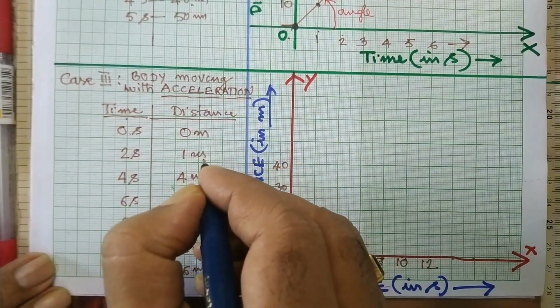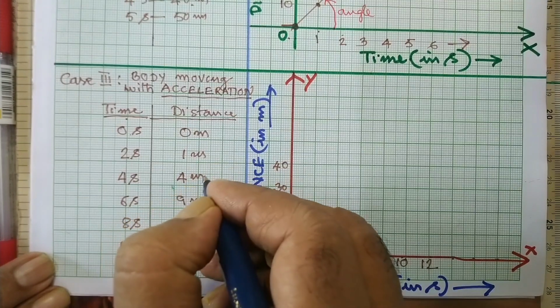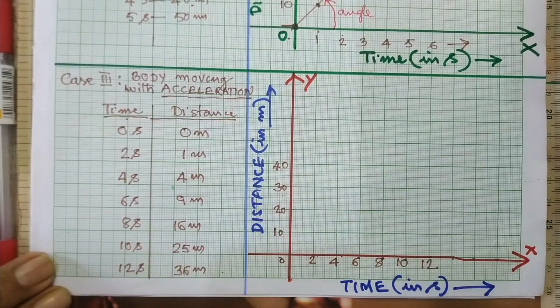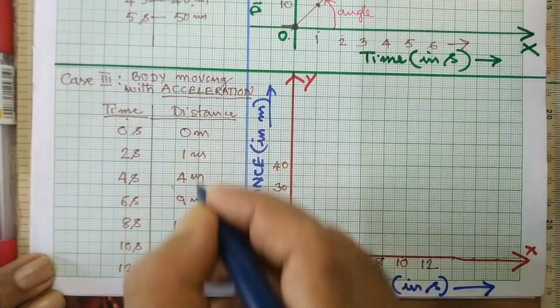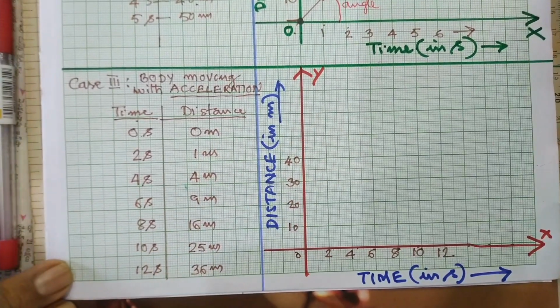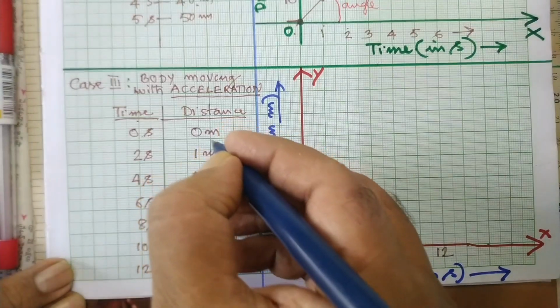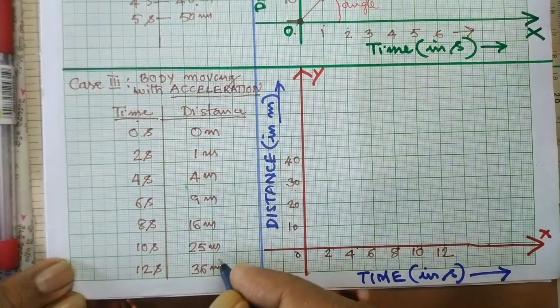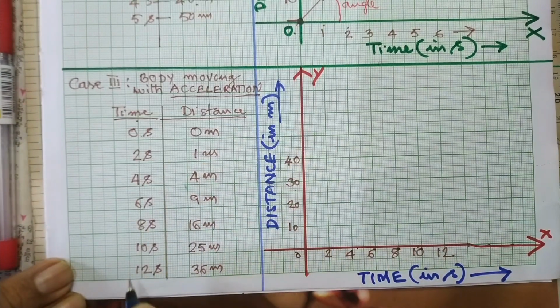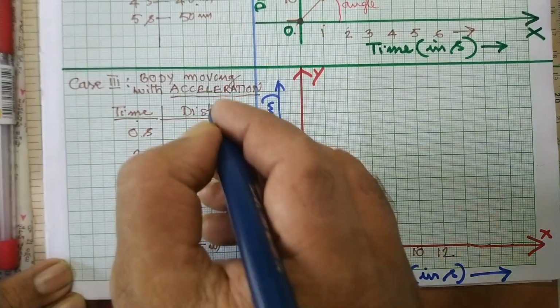Here, first 1 meter increase is there. Then 3 meter increase, then 5 meter increase, then 7 meter increase, then 9 meter increase. Like that, the increase is more because of that acceleration. These distances we can calculate using the formula S is equal to ut plus half at square, that we have not covered so far. After covering this formula and how to do this numerical, these values will come. I will explain these values once again at that time. Today let us plot the graph for this time and distance.